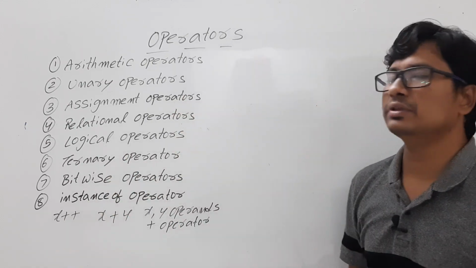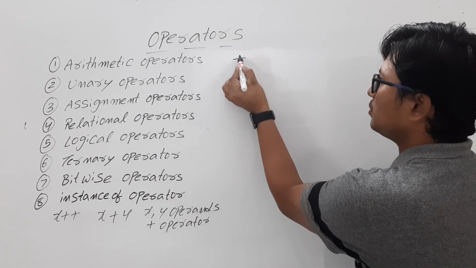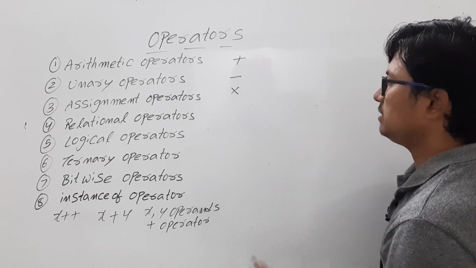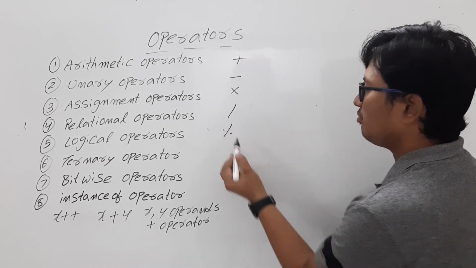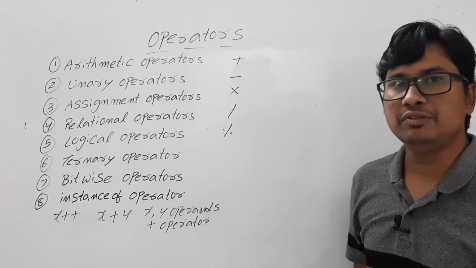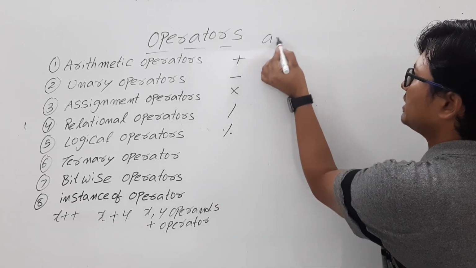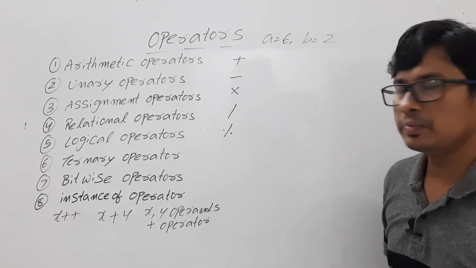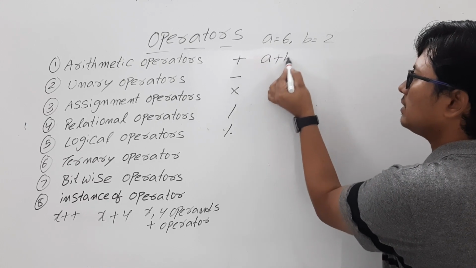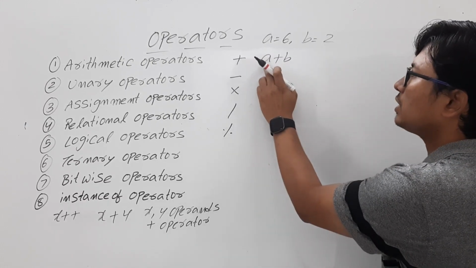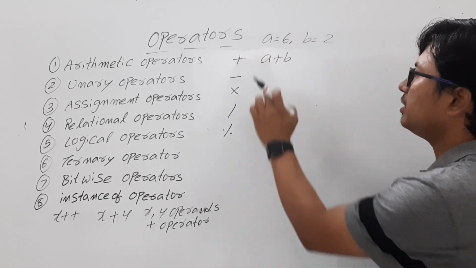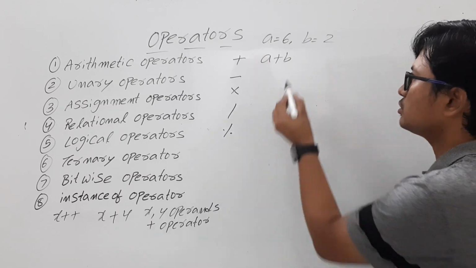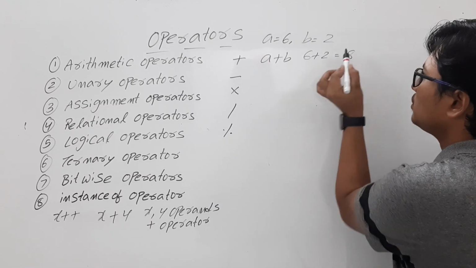Now let me discuss the arithmetic operators. Java supports addition, subtraction, multiplication, division and modulus. These are the 5 arithmetic operators Java supports. Now let me discuss with a simple example. Let's take a value as 6 and b is equal to 2. If I perform a plus b, then 6 plus 2, meaning whatever value is in the variable a and the value in the variable b will be added. So 6 plus 2 will be equal to 8.